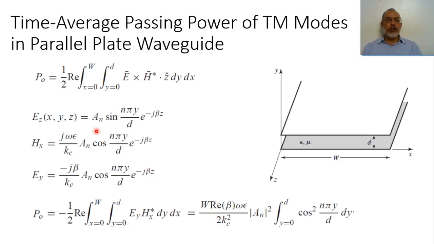So, in this case, for E cross H conjugate, we have two electric components here, Ey and Ez, and only one H field component. Effectively, Ey cross Hx would be in the minus z direction. But Ez cross Hx would be in the y direction, so it will not contribute to power propagating in the Z direction. This means that the cross product includes only Ey cross Hx conjugate.